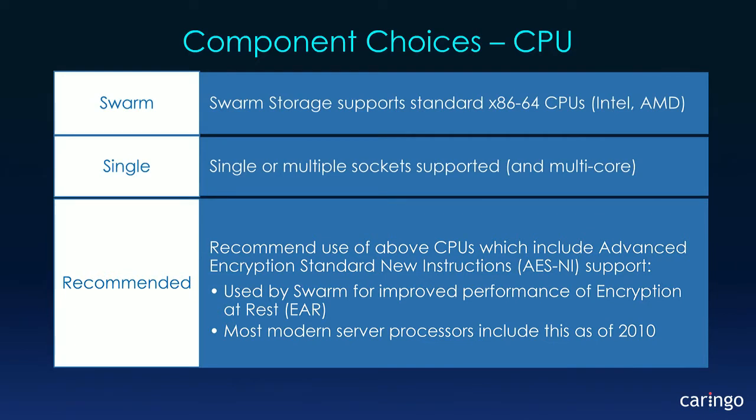One specific recommendation we can make is that when you do purchase CPUs, make sure that they include the AES-NI support, or Advanced Encryption Standard New Instruction support. And the reason we call that out is that our encryption at rest, or EAR implementation, is purely software implemented, and we take advantage of those instruction sets in these modern CPUs. Most CPUs, be they Intel or AMD, are going to have that instruction set in place as of 2010. So anything you buy today brand new is definitely going to have that, and we do recommend it.